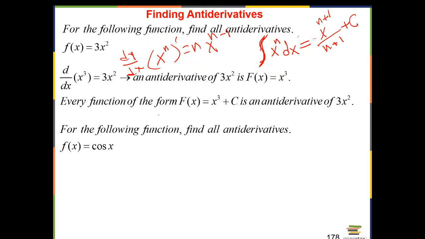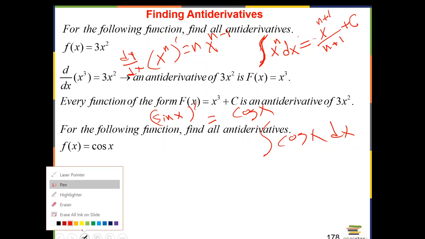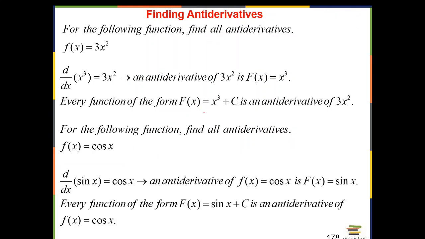So for example, we know the derivative of sine is what? The derivative of sine is cosine, right? So the antiderivative of cosine is sine. We go backwards in the table. Okay, so the antiderivative of cosine is going to be sine and then plus c. That's the general answer, the general antiderivative of cosine.